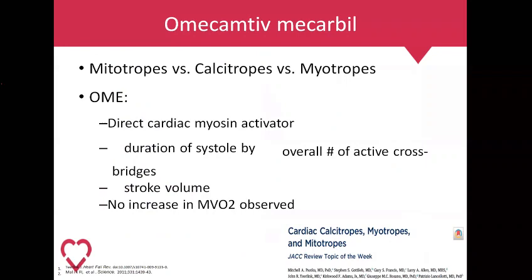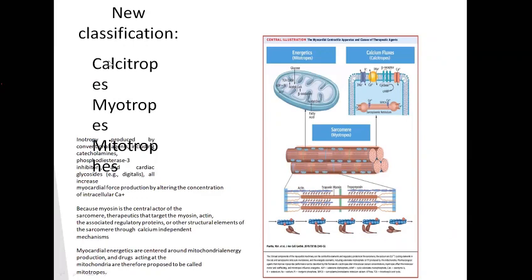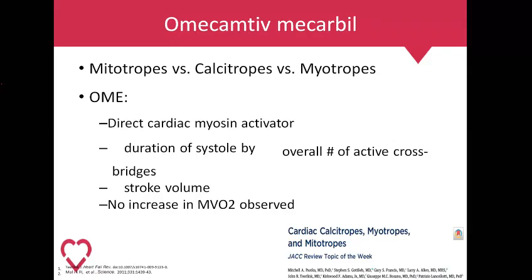Now we have a new drug that actually increases contractility without increasing the myocardial oxygen demand. This is omecamtiv, which is called OM. Nowadays, these drugs are being classified into three types. The calcitropes are the inotropes that we have now. All of them increase the intracellular calcium, and they also increase the oxygen consumption of the heart. Then you have the myotropes, which is this drug, and then the mitotropes, which act on the mitochondria, thereby increasing the energy that is available to the heart. So if you use this classification, OM is a drug that can be put as a myotrope.